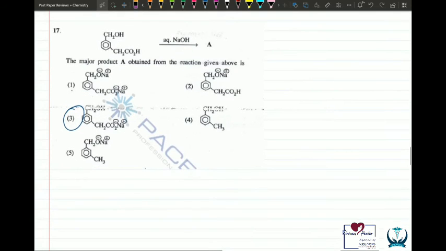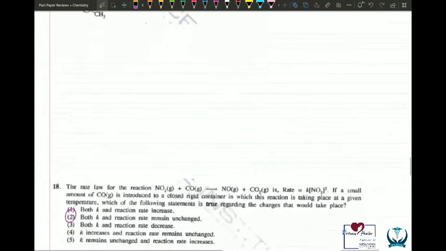Number 17. The major product A obtained from the reaction given above is. So here we have a benzene ring attached to an alcohol and a carboxylic acid. Aqueous sodium hydroxide is a base, so sodium hydroxide will react with the acid. Alcohols are not acidic enough for sodium hydroxide to react with it. Therefore, there is no reaction for alcohol, whereas on the other hand, carboxylic acid will react with sodium hydroxide, giving COO minus Na+. Therefore, the answer is 3.